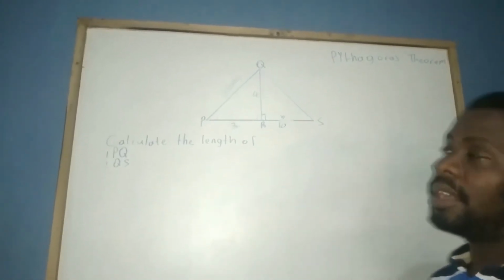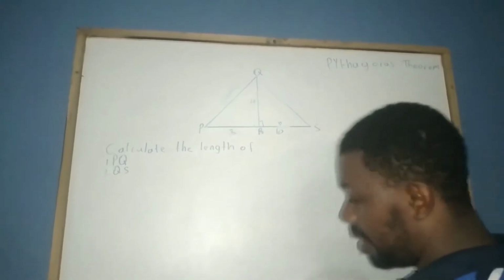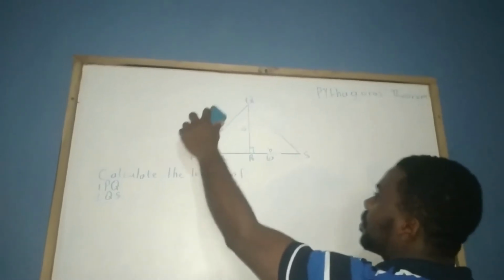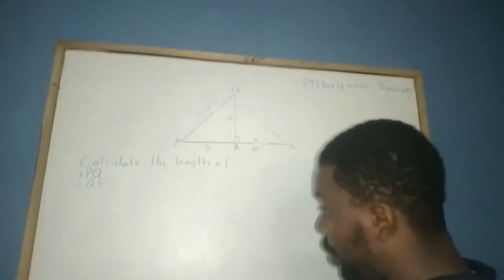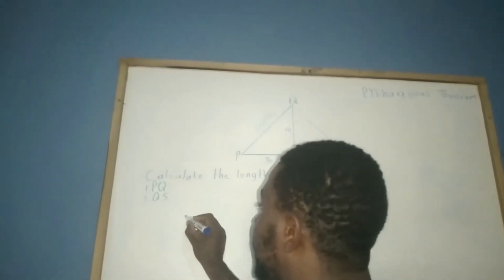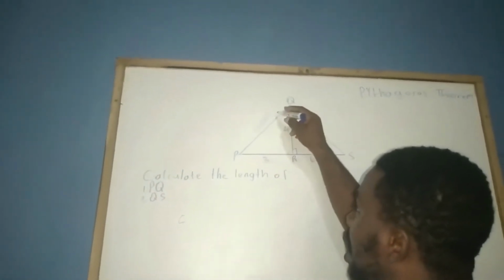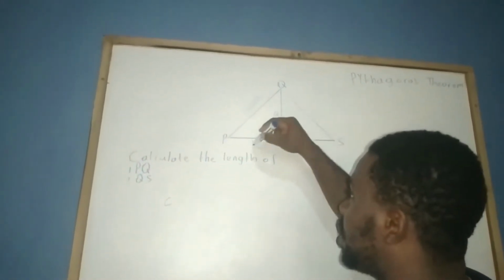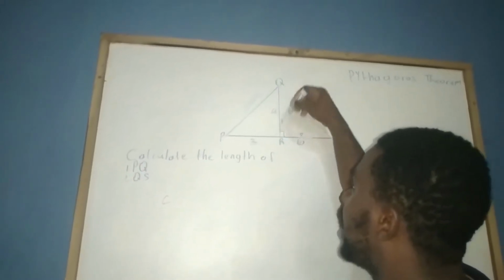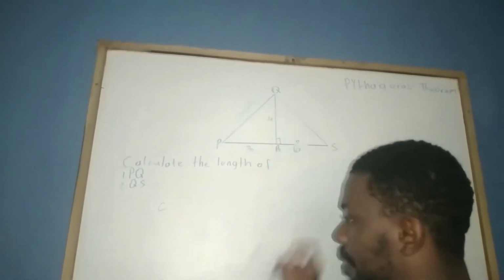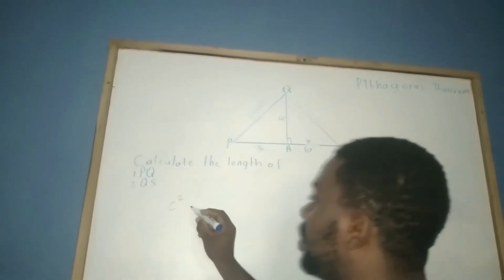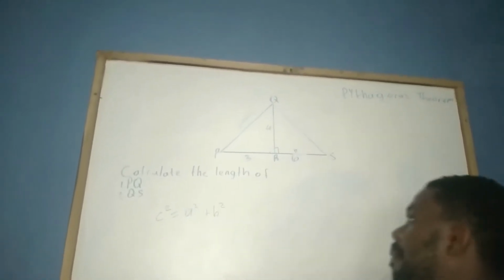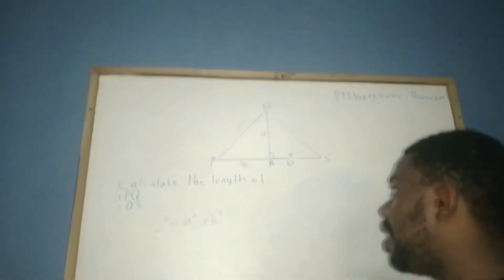What we're going to use to solve this problem and find the length is a common theorem called Pythagoras Theorem. The Pythagoras Theorem says that the square of the hypotenuse, which is the longest side, is equal to the sum of the squares of the two shorter sides, which would be sides RQ and PR. So the formula is C squared is equal to A squared plus B squared. And we're asked to find the length of the longest side.